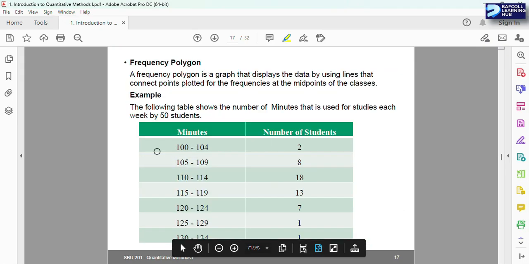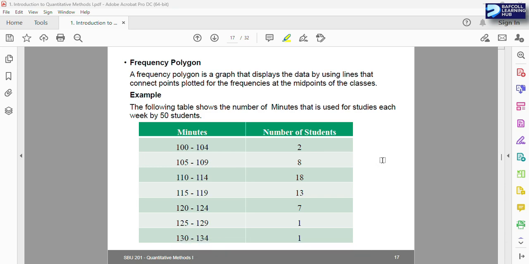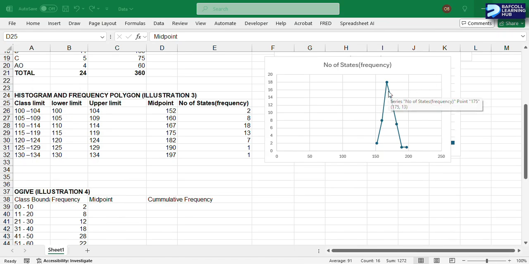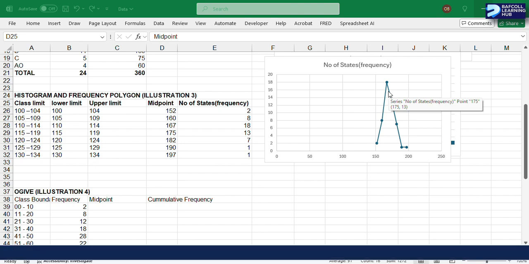Now a frequency polygon is a graph that helps us to represent the distribution of the data. One, it shows the distribution of the data. Two, it helps in comparison of two or more data sets. Multiple frequency polygons can be drawn on the same graph to easily compare two or more distributions. It also helps us to identify patterns and trends within the data.